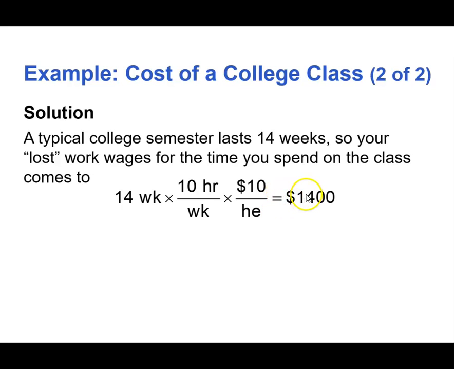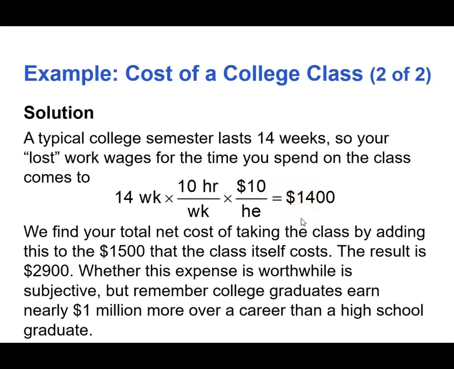Well, that would give you $1,400 over the semester. So we find your total net cost of taking the class by adding this to the $1,500 that the class itself cost. The result is $2,900. Whether this expense is worthwhile is subjective, but remember, college graduates earn nearly $1 million more over a career than a high school graduate.